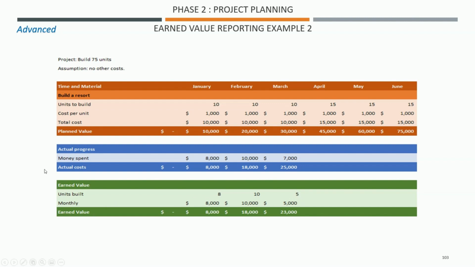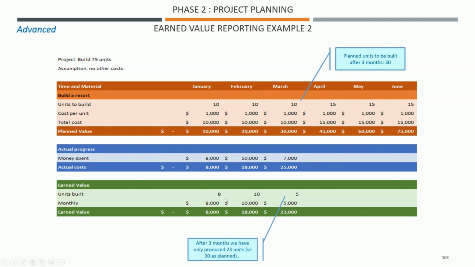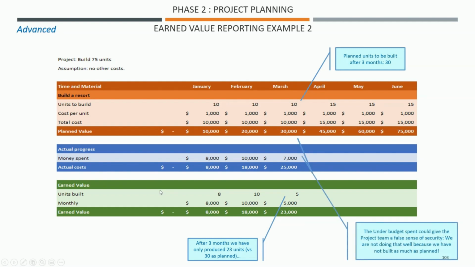Okay, so let's have a look at the end of March situation. We're planning to have built 30. We have only built 23. And the under budget figure that we have now gives the project team a false sense of security.